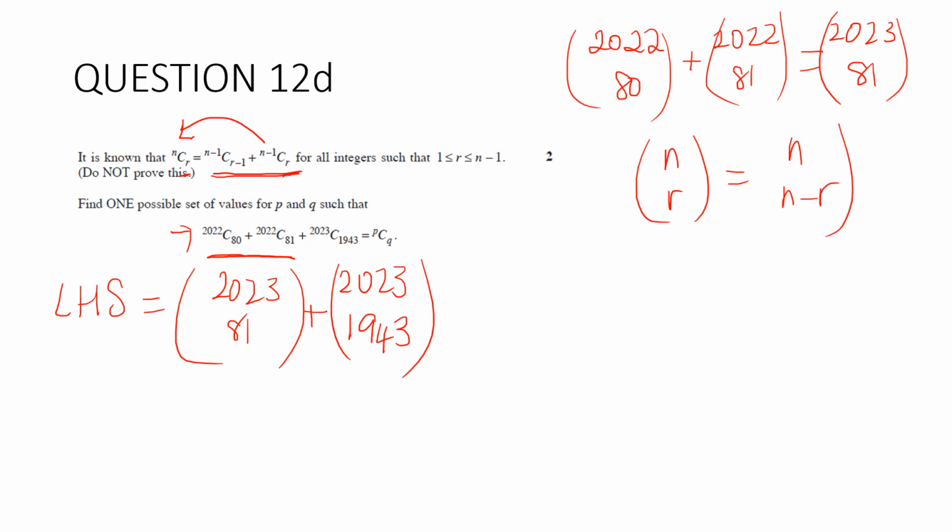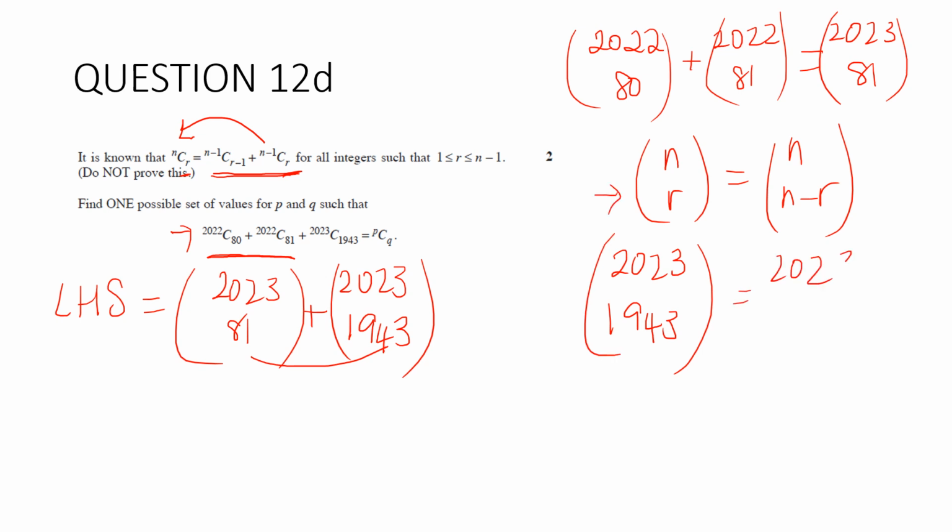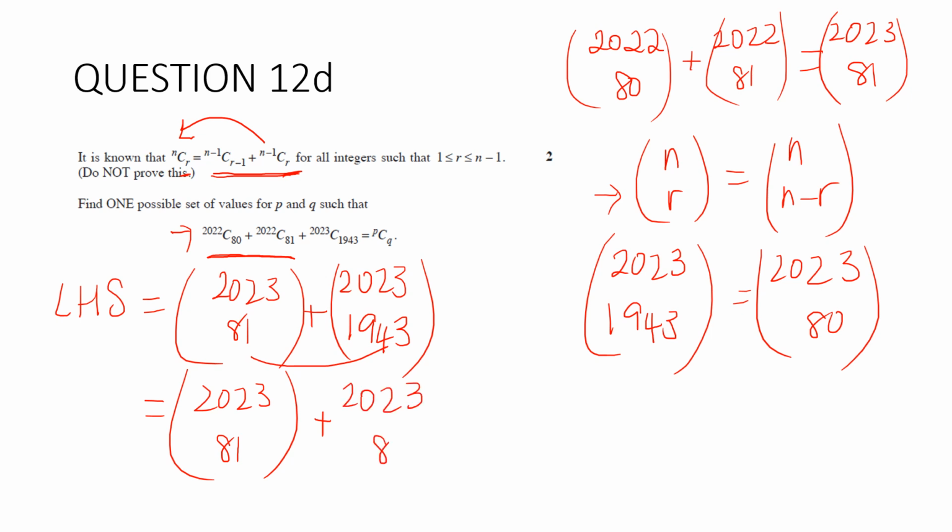So it'd be awfully nice if these two added up to 2023, which they actually don't. Let's change 2023C1943 using this identity. It's 2023 and that's 80. So this is equal to 2023C81 plus 2023C80. Oh, I see. We're just going to use this again. So that's going to equal 2024C81.